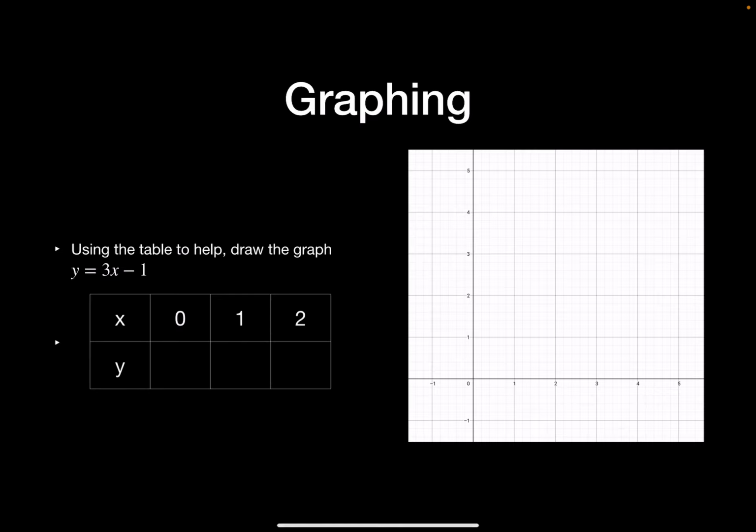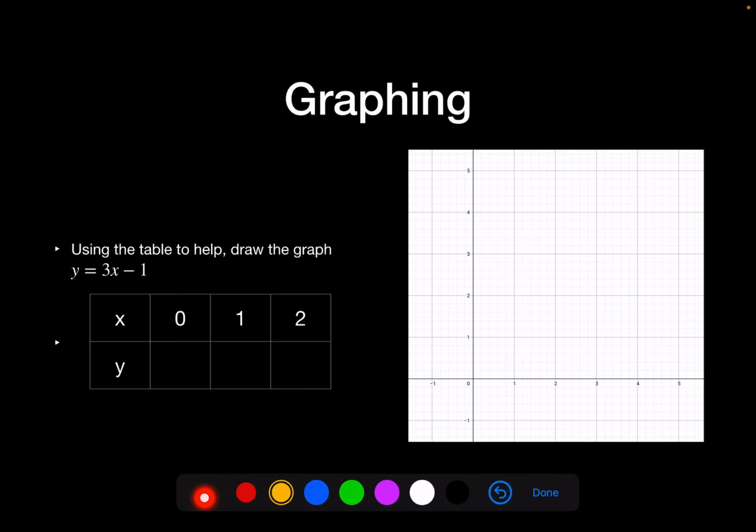Next is graphing. Using the table to help, you have to plot the graph y is equal to 3x minus 1. Firstly, we have to fill in this table to help us out. How this works is, again, we just do substitution. We know that y is equal to 3x minus 1. So when x is equal to 0, all we have to do is put in the value 0 in here and solve.